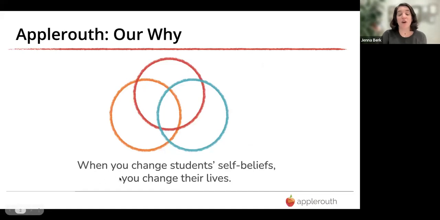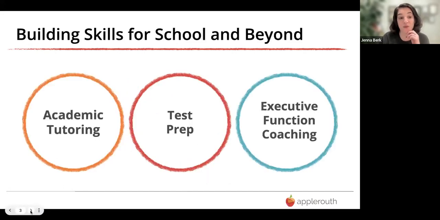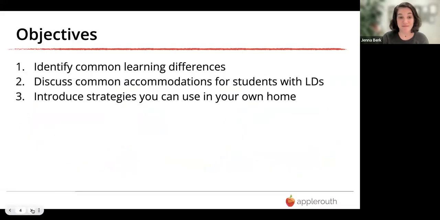So first off, our why: Appleroot exists. Our core belief is that when you change students' self-beliefs, you change their lives, you change what they are capable of doing. So that is what motivates us as a company. We build skills for schools and beyond, whether that's academic tutoring, support for subjects in school, test prep, so high stakes testing like the SAT or ACT, as well as executive function coaching, which is what I'm going to be really focusing on this evening.